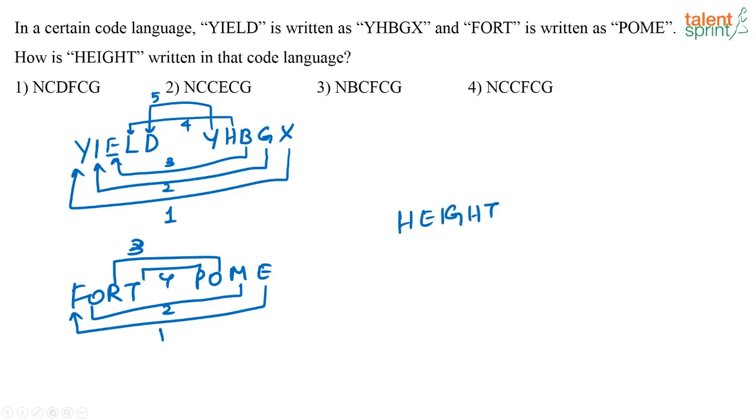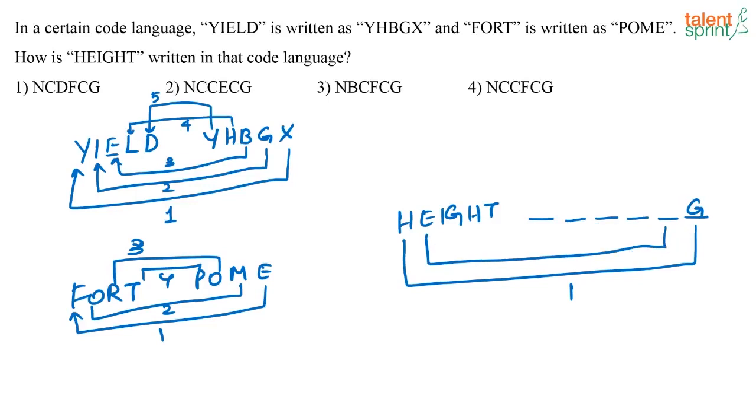HEIGHT. Height will be coded as, so what plus 1 will give you H? GH, right? Again, what will come here? What plus 2 will give you E? C, C, D, E, correct? Similarly, you need here I, means what should come here? F should come here. And then again, if you need G here, what should come?